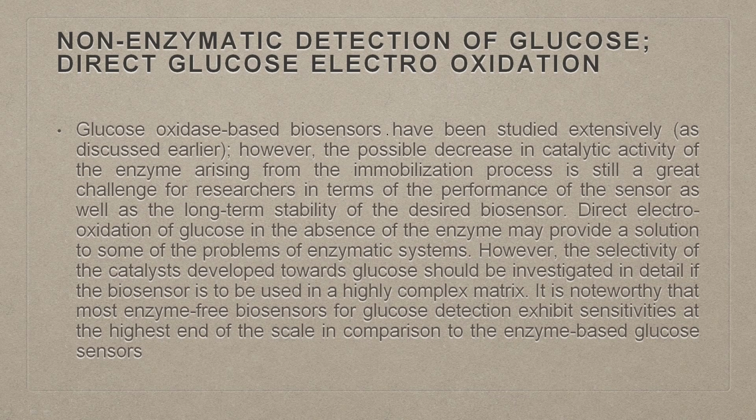Glucose oxidase based biosensors have been studied extensively, as we discussed earlier. However, there is a possible decrease in the catalytic activity of the enzyme arising from the immobilization process. This is another aspect we discussed in the last class, where because of the immobilization process, the enzymatic activity is being compromised. When we talk about immobilization, we are trapping the enzyme. Say, for example, there is a pocket, you are trapping that enzyme. When you are trapping that enzyme, it is no more in its native state. You can call it a near native state, but it is no more in the native state.